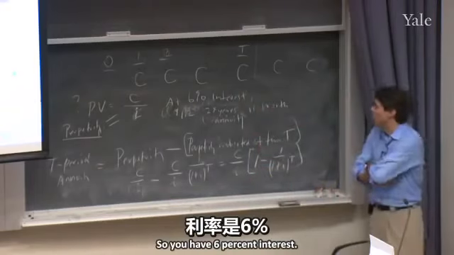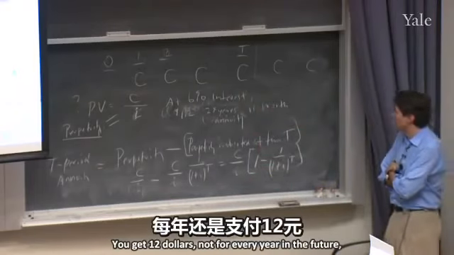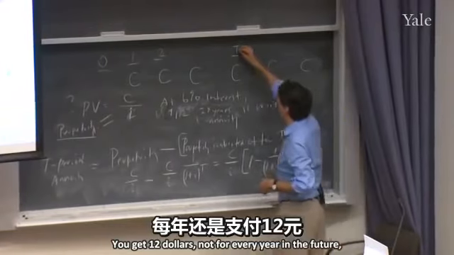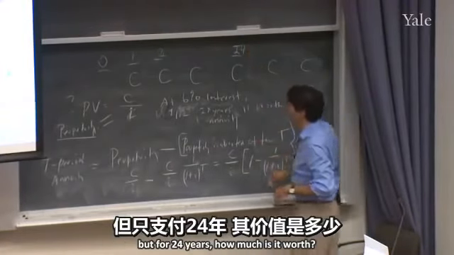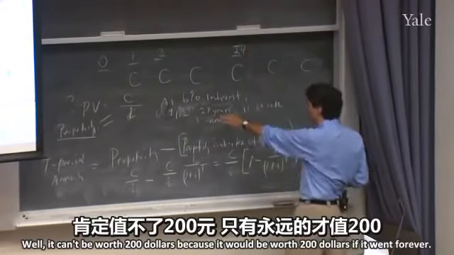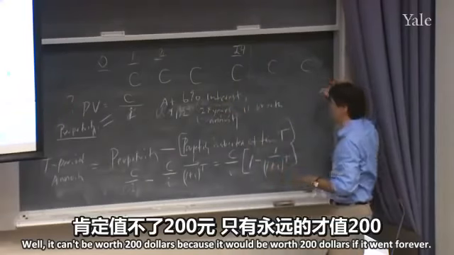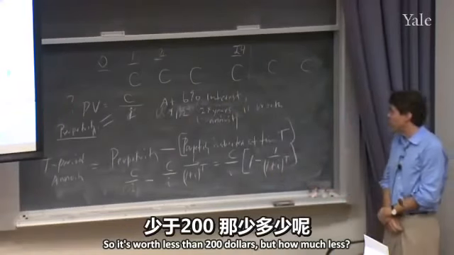Okay, so if you have 6% interest, you get $12, not for every year in the future, but for 24 years. How much is it worth? Well, it can't be worth $200, because it would be worth $200 if it went forever. So it's worth less than $200.